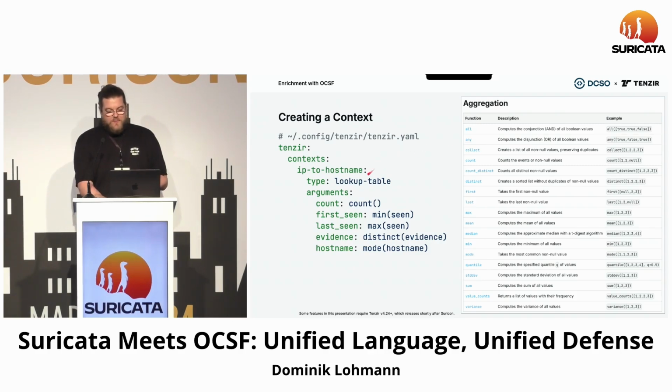So in our lookup table here for the IP-to-hostname, we'll simply count how often have I seen this IP address. When have I first seen it? When have I last seen it? Then we also have a field here called evidence. We'll get to that in a second. And we're collecting all the distinct values in a list for evidence. And then lastly, for the host name, we're using an aggregation function called mode here, and mode gives you the most common value over time. So as you update your context, this will give you the host name that you've seen the most for any particular IP address.